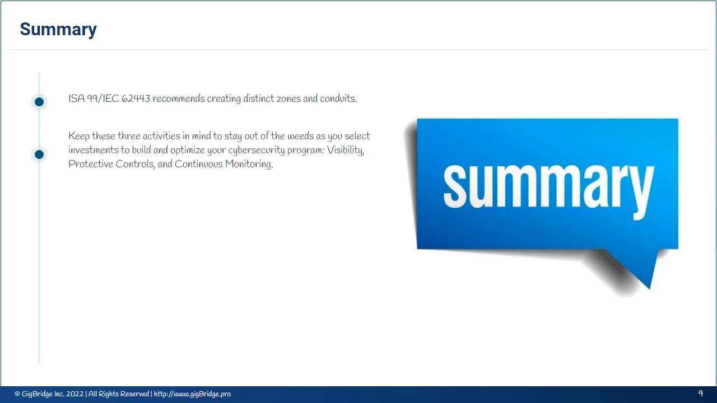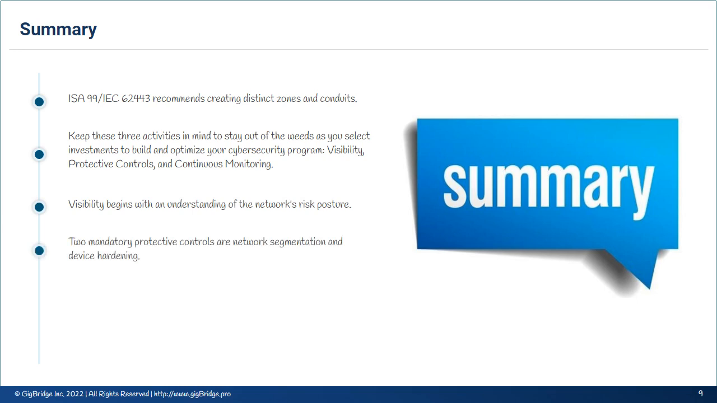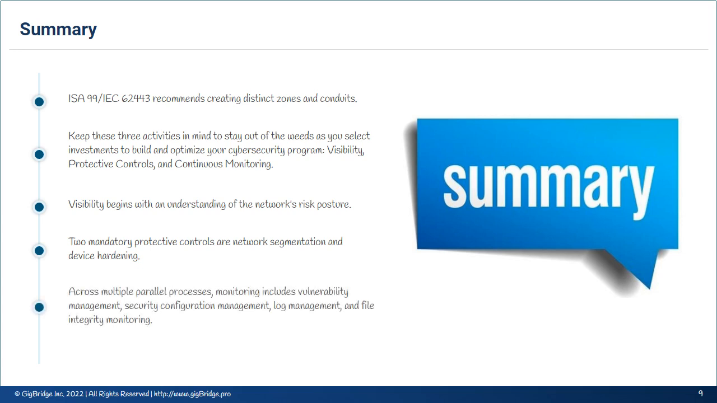Keep these three activities in mind to stay out of the weeds as you select investments to build and optimize your cybersecurity program: visibility, protective controls, and continuous monitoring. Visibility begins with an understanding of the network's risk posture. Two mandatory protective controls are network segmentation and device hardening. Across multiple parallel processes, monitoring includes vulnerability management, security configuration management, log management, and file integrity monitoring.